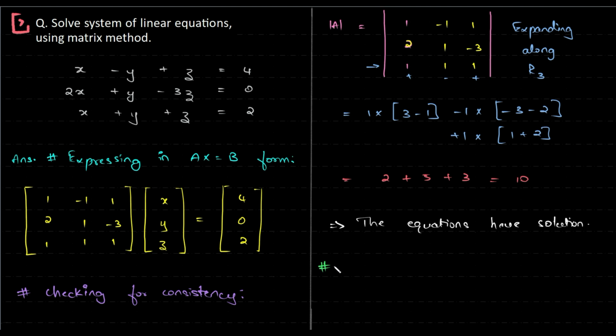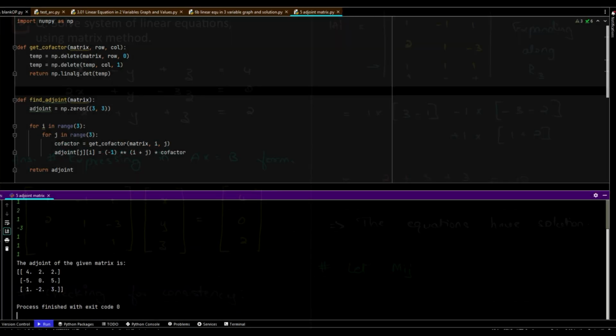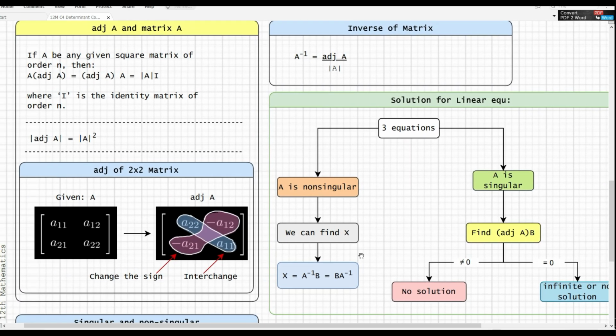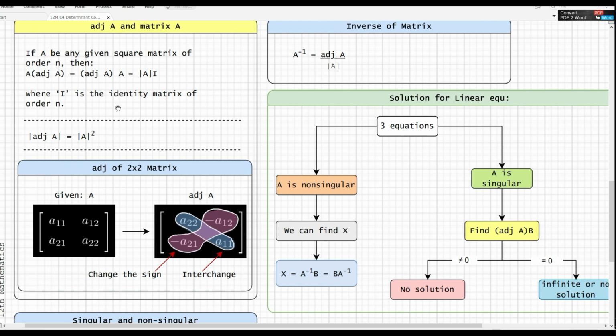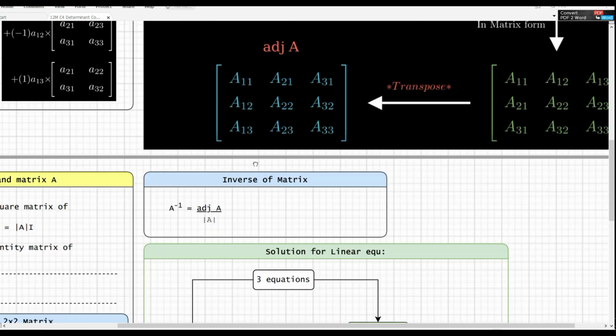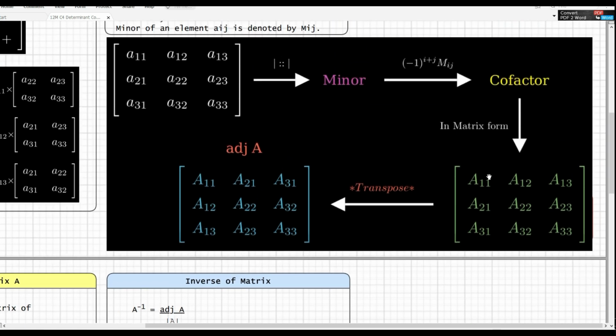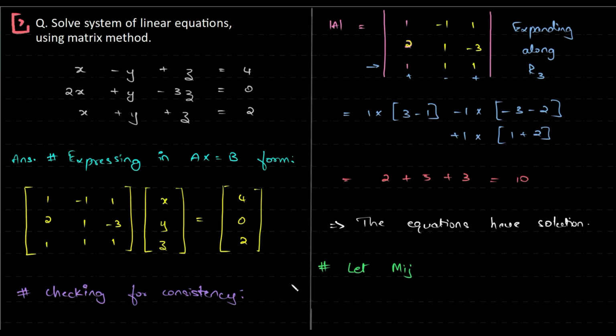Now, how do we figure out the solution? For that we need to figure out the inverse. For finding the inverse, we need the adjoint, and we have found the determinant. To figure out the adjoint, we have to go to the minors, cofactor matrix and transpose. So I'm going to figure out the minor first, the representation of minor of Aij.